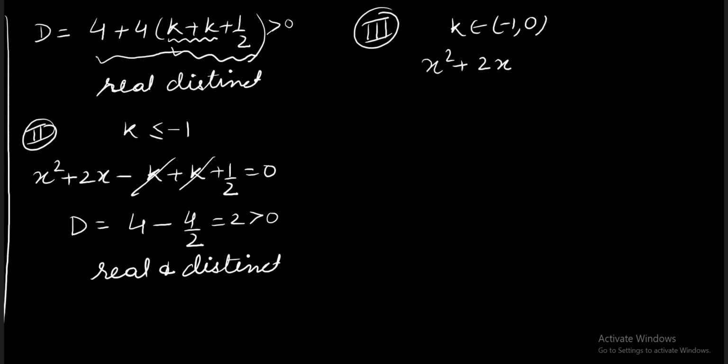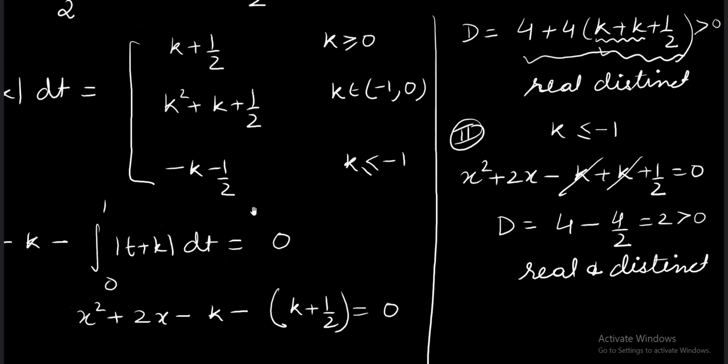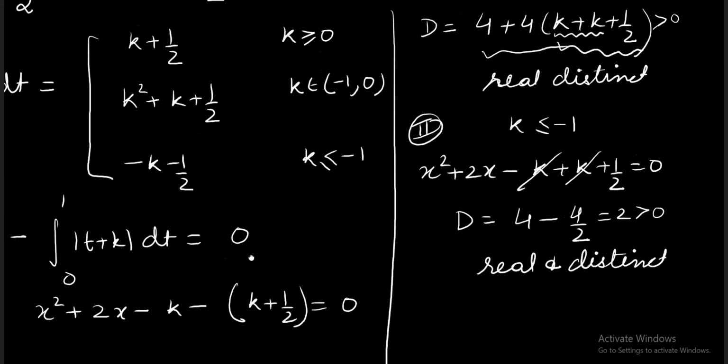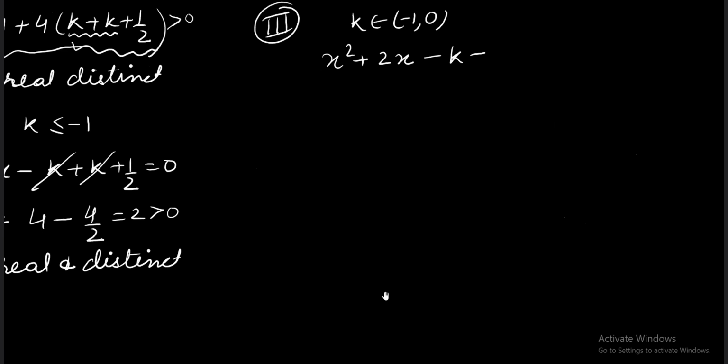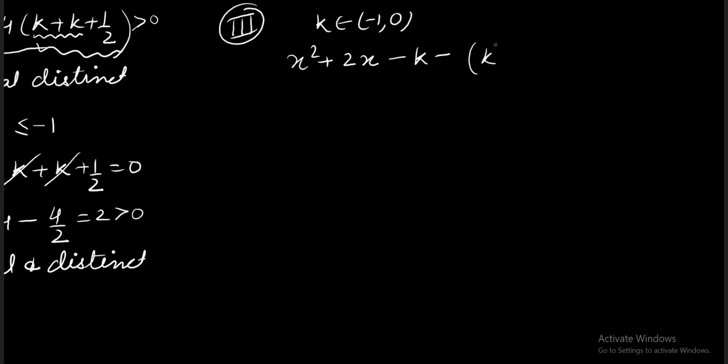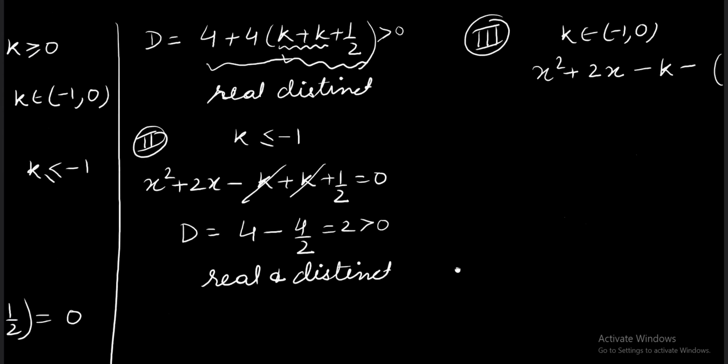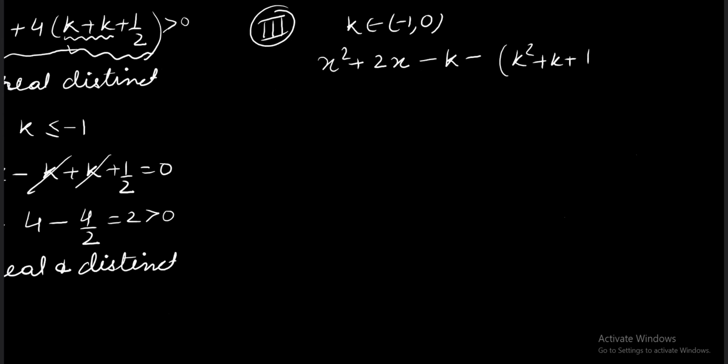अब क्या लिखना है? अब हमें चेक करना पड़ेगा हमारा फंक्शन क्या आया था? k square plus k plus 1. This needs to be subtracted. So k square plus k plus 1 by 2 or 1. So I think 1 by 2 हमें मिला था. फिर भी एक बार वेरिफिकेशन करके ही लिखेंगे plus 1 by 2. This is equals to 0.